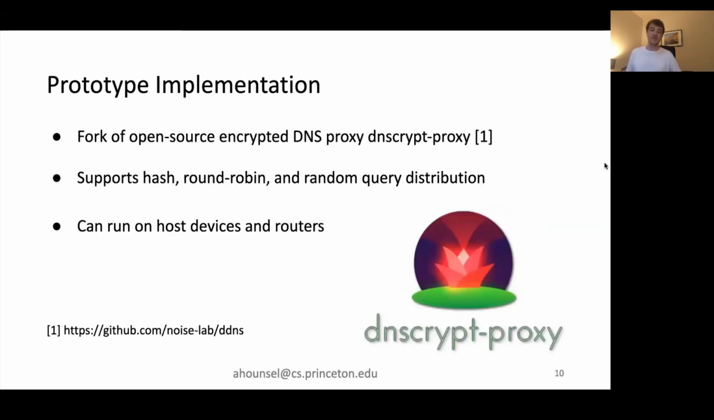So we prototyped this stub resolver by forking the DNSCrypt proxy resolver, which enabled us to add support for hash, round robin, and random query distribution strategies, which I'm going to go into a little more in a second. We've made our code, our fork of the proxy, publicly available at the link below.